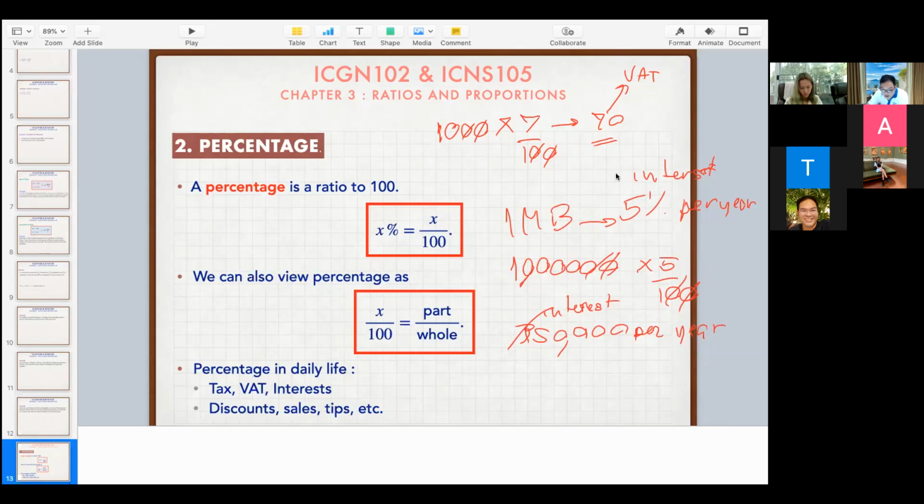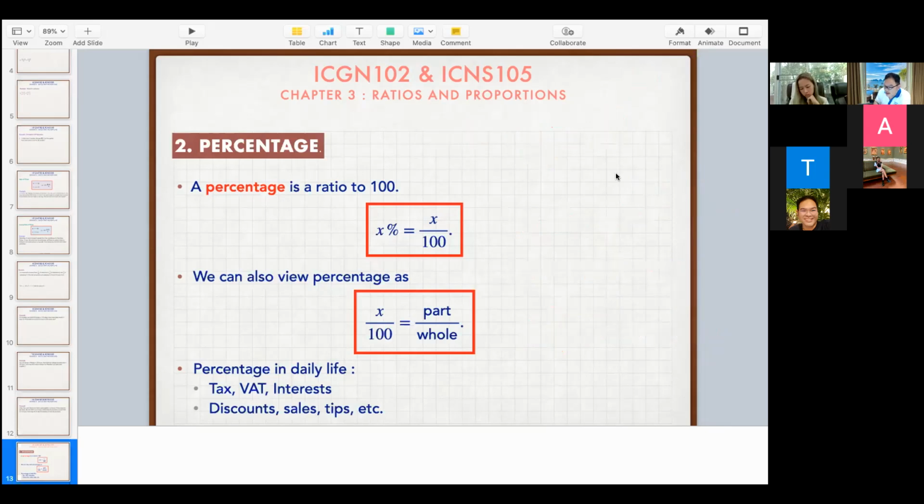Also, for the girls, you may like discounts or sales. When you go to the shopping center or department store, you might see the sign "sale" or "on sale, up to 50% off," something like that. Those are percentages that you see in real life as well. And in many countries, you have to pay tips. For example, in the States, I'm sure many of you have seen that when you go to a restaurant, at least you have to pay 10% for tips for the waiters or waitresses. These are percentages in daily life that we normally see.